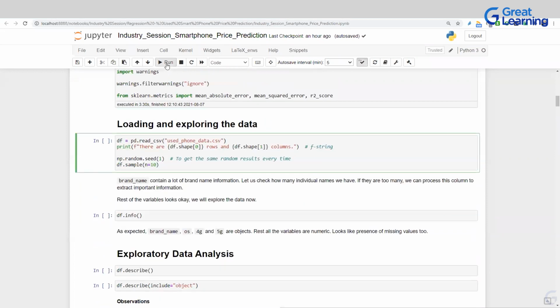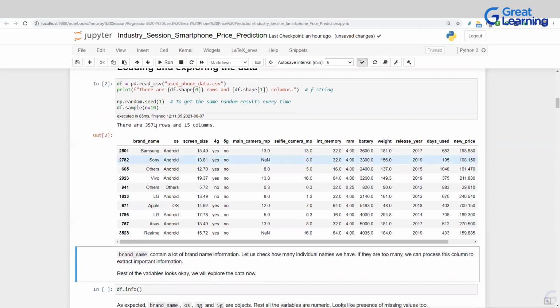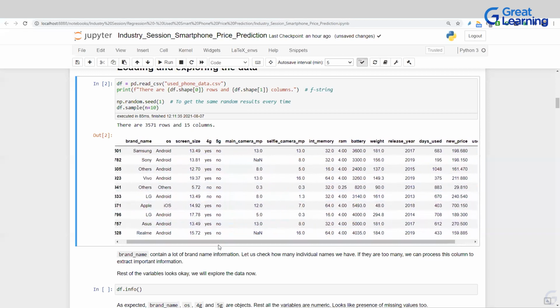So let's read the data, understand what is the shape and size. So there are about 3,500 observations we have with 15 variables in total. These are the variable names as we just discussed and the data that is available within those variables. So you can see the brand name, a couple of names available here, which say Samsung, Sony, others, Vivo, LG, Apple, Asus, Realme, and all. Operating system, mostly you'd find Android, iOS, Windows, others.